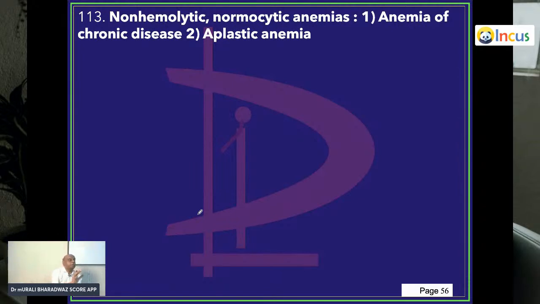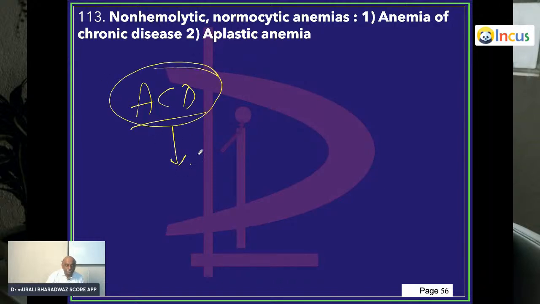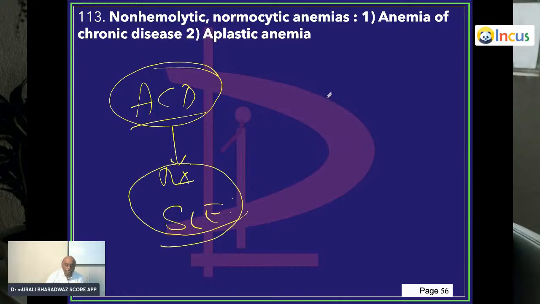Now coming to two conditions which are normocytic anemias but not hemolytic. You need to remember. Anemia of chronic disease. Which chronic diseases lead to anemia of chronic disease? Rheumatoid arthritis, SLE, all these autoimmune conditions. And the other is aplastic anemia. Now I will ask you a question.